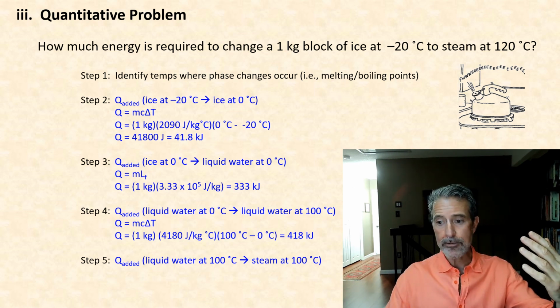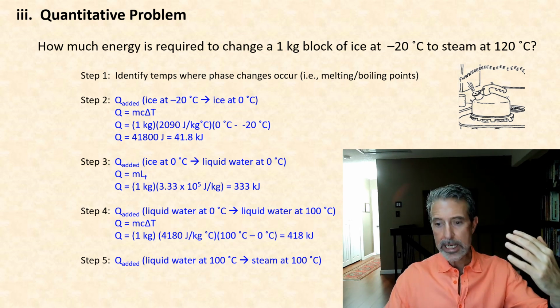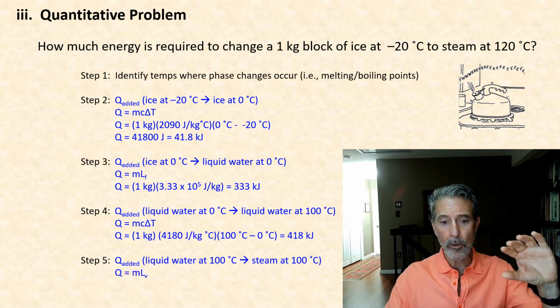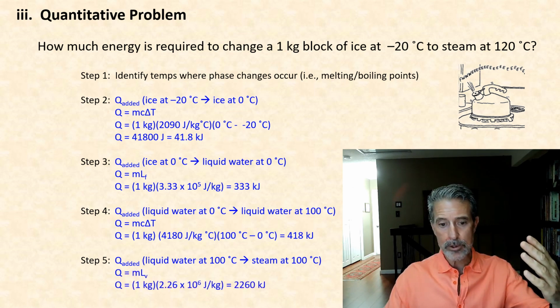So this is where we have to incorporate the latent heat of vaporization. So the heat added Q is equal to the mass of our substance times the latent heat of vaporization, which you once again look up in a table. That latent heat of vaporization has a value of about 2.26 times 10 to the 6 joules per kilogram.